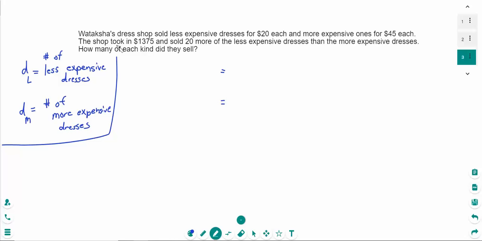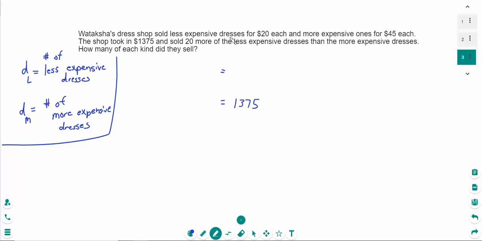And then they tell us the shop took in $1,375 worth, and sold 20 more of the less expensive dresses than the more expensive dresses. All right, there's a lot of information right there. First of all, we have kind of the value. The value of the dresses sold was $1,375. And so if that's the value, how would you compute the value of all these dresses that are being sold?